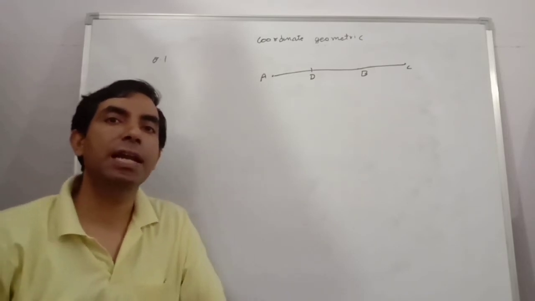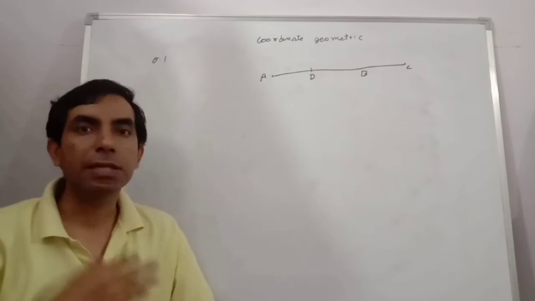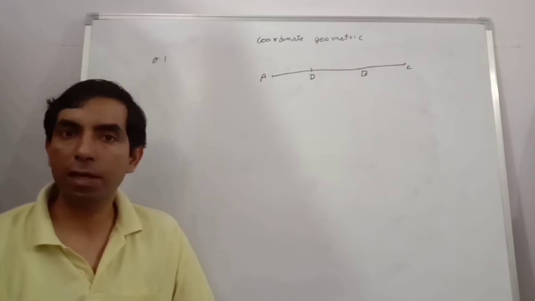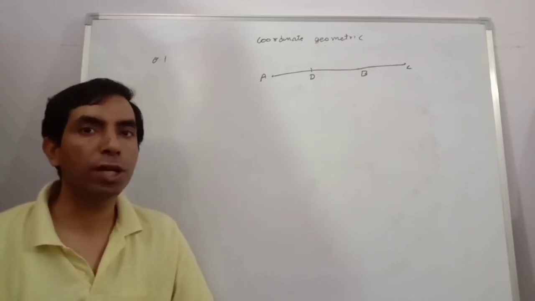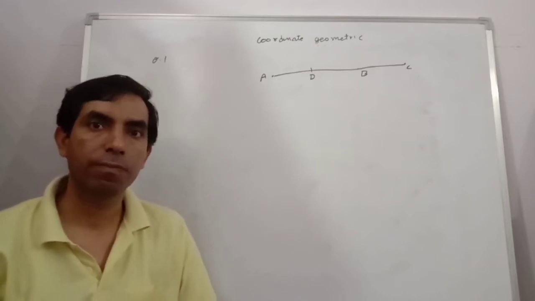Sometimes a point divides the line, means the coordinate, internally and sometimes externally. So today we learn the internal and external section formula and how to find the coordinate of this point. So let's start today's first question.